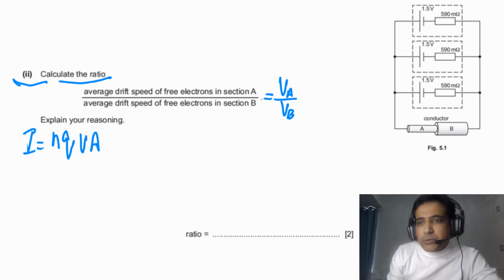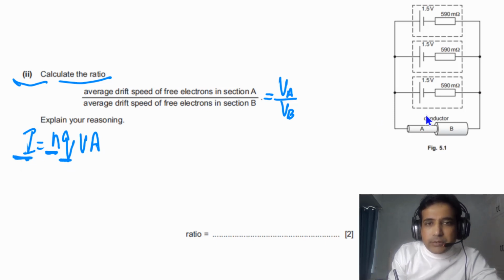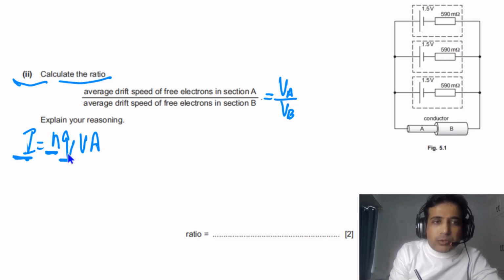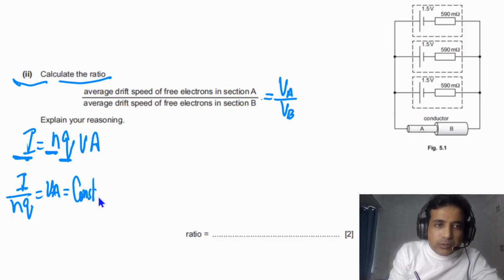But for this question, it was given to us that they are made of the same material. So it means n is the same. Q is also the same because this is constant. And current also is the same because they are connected in series. So I is the same, n is the same, q is the same for these two. So we can write I over nq is equal to vA. But this is constant for A and also constant for B. So it simply means that this is equal to constant.